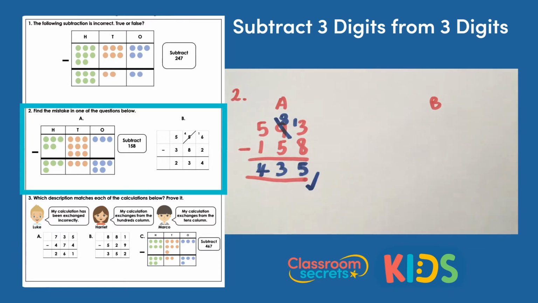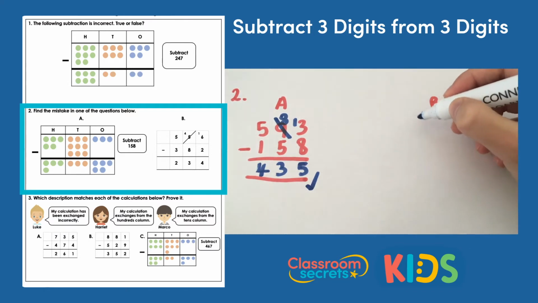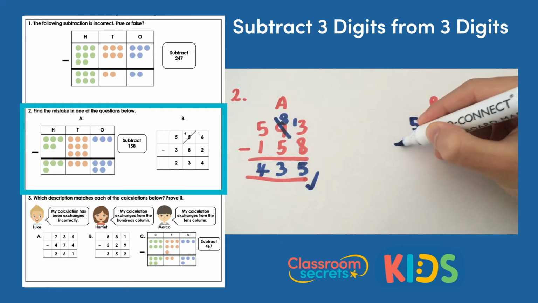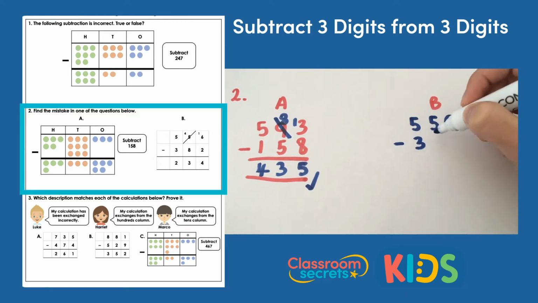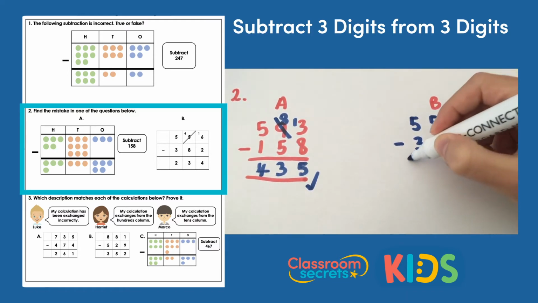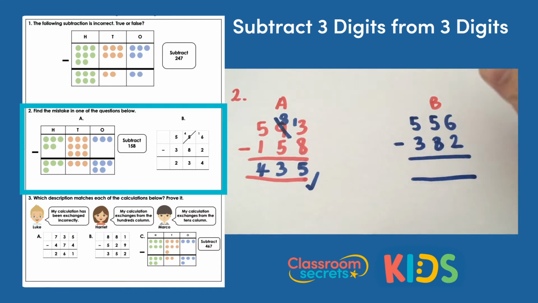Let's have a look at B. B is 556. Subtract 382. Again, I'm not going to put the answer straight in. I'm going to work it out and see if I can find a mistake. So remember, start furthest right. In this case, our ones. 6 take away 2 is 4.